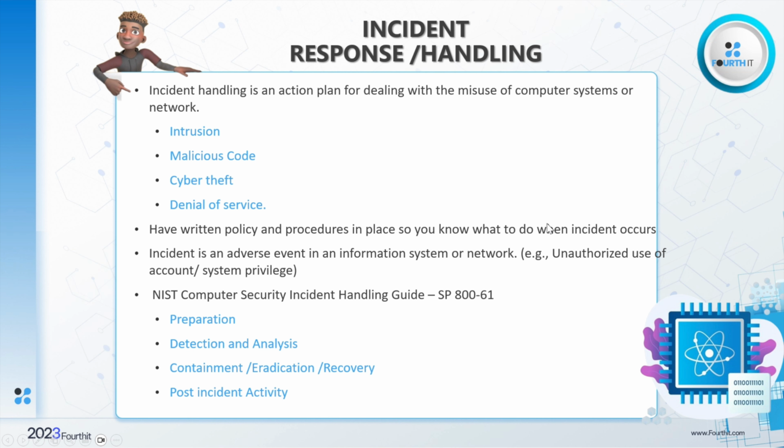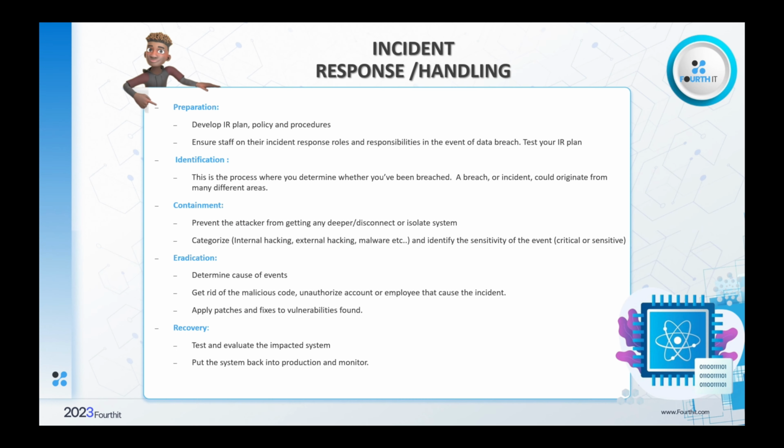Now, we have a written report of our policies and procedures that are in place so that when an incident occurs, we will know how we need to proceed. Incidents are adverse events in an information system or network, or an unauthorized use of an account or system privileges. It could be termed as an incident. And so there are stages that we go through during this incident response.